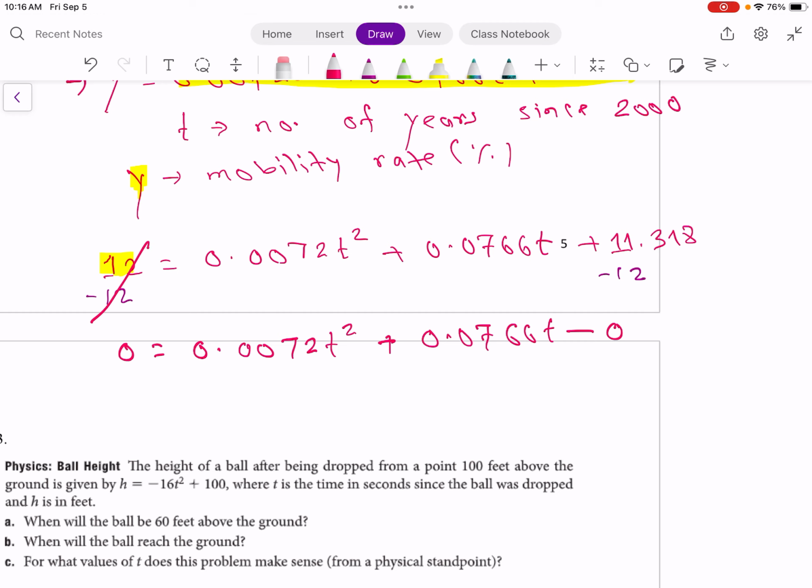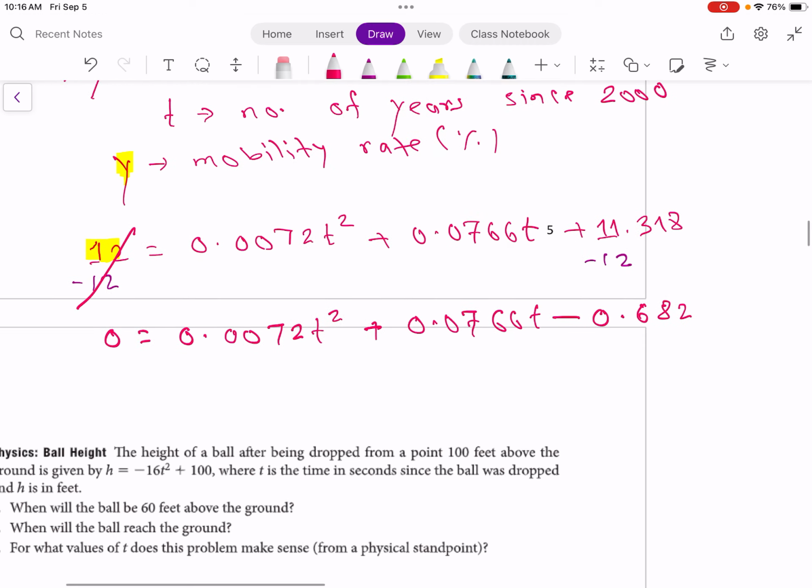I need your help here. Can you find the difference of 11.318 and 12? Negative 0.682. Did you say 0.682? Okay, 0.682. Or does anyone have something different than this?